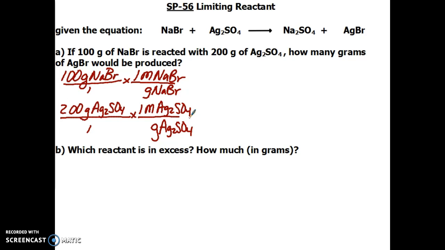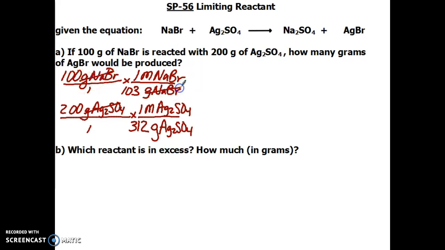Now we have to calculate the molar mass. NaBr is a pretty simple one. Na, if you look on your periodic table, is 23. Bromine is 80. 23 and 80 would be 103. The silver sulfate is a little bit more complicated. The silver is 108 times 2, which is 216. Sulfur would be 32. Then oxygen is 16 times 4, so an additional 64. So 216, 32, and 64 comes out to exactly 312.